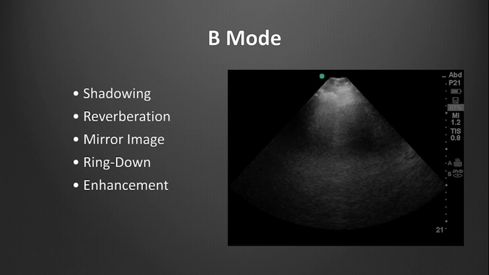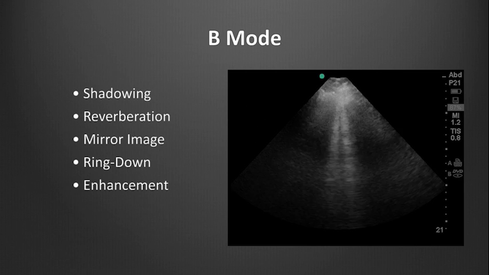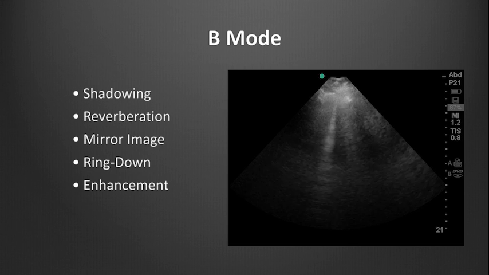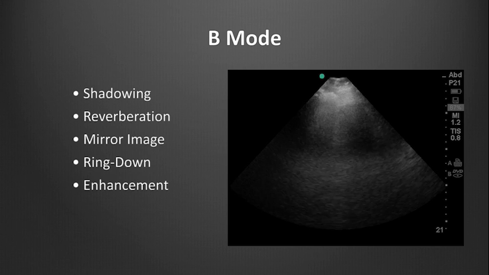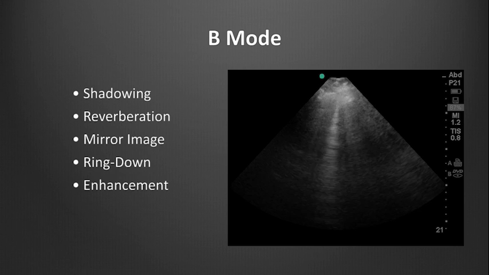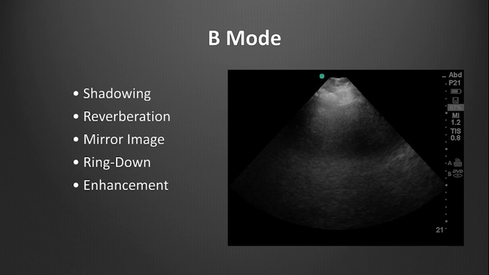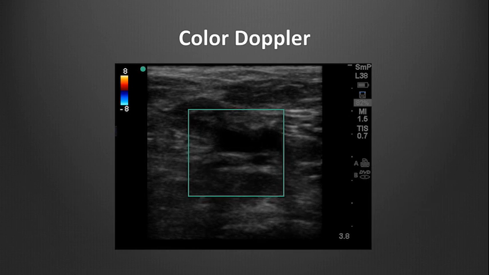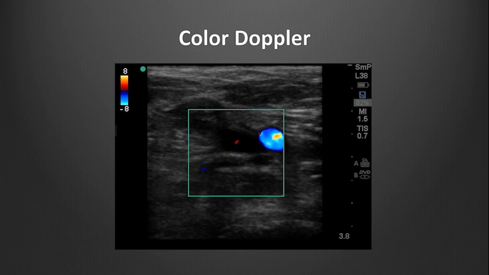Several types of artifacts can be seen in B mode, the regular scanning mode used to find organs and guide procedures. These include shadowing, reverberation, mirror image, ringdown, and enhancement. We will also discuss how artifacts can arise during the use of color Doppler.